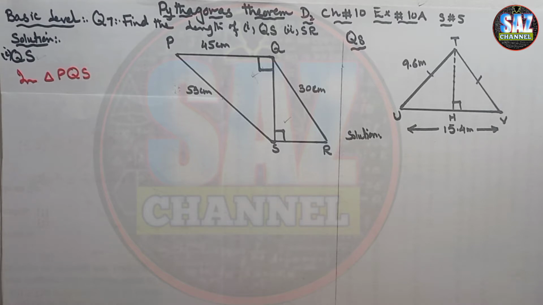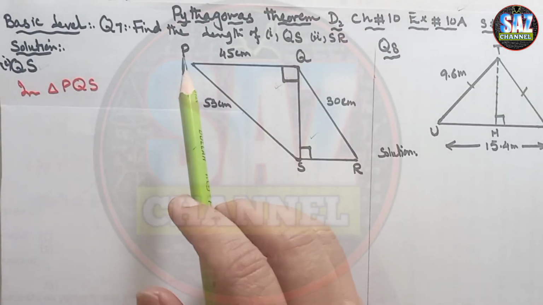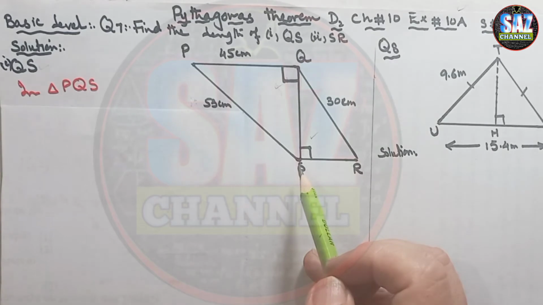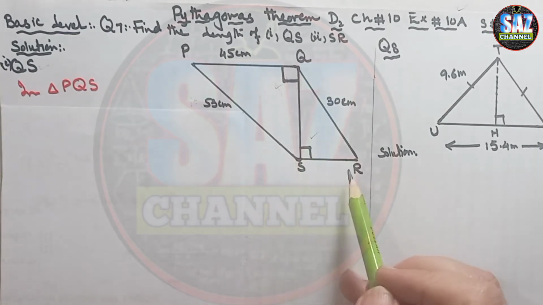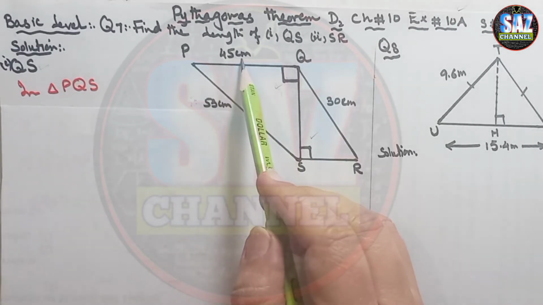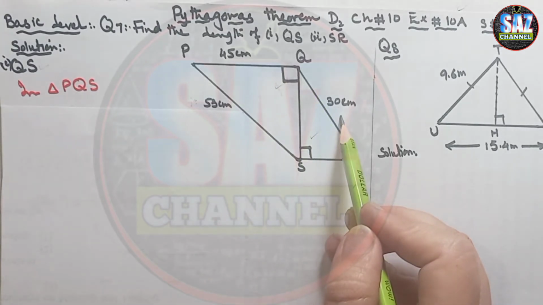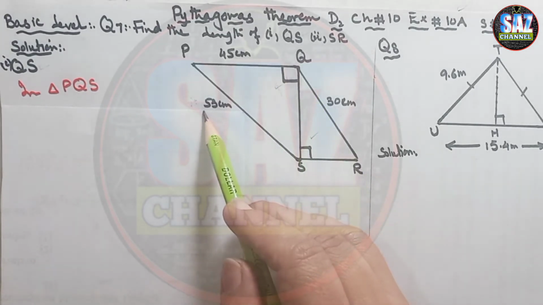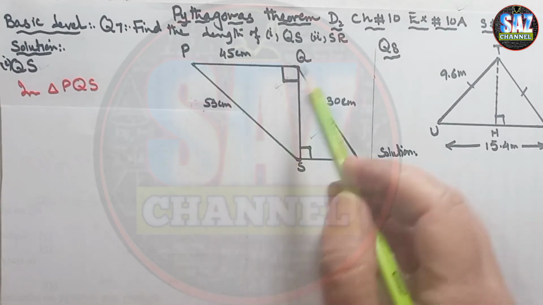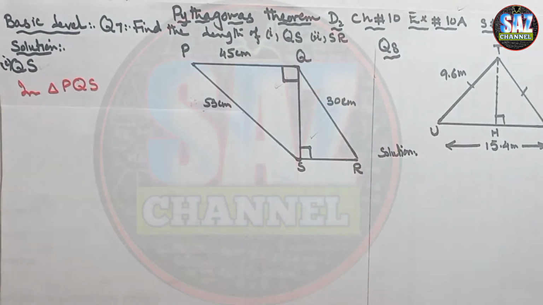Let's move to question number 7 and let me read the question from the book. Question 7 says, in the given figure, the angle PQS equals angle QSR, which is equal to 90 degrees, and it's further given that PQ is 45 centimeters, QR is 30 centimeters and PS is 53 centimeters. We have to find QS length and SR length. Let's move to the solution of the question.